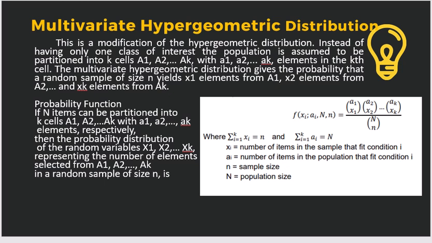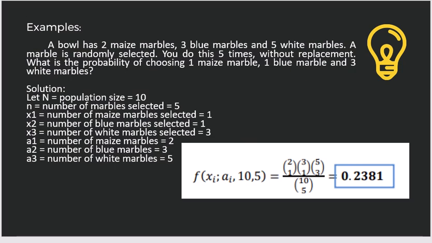So if you're going to have your given formula, lahat naman yan is initial. You have your sample population, and we have the total number of observations of the population. A sub i is the number of items in the sample that fit condition i, and capital A sub i is the number of items in the population that fit condition i. Small n is the sample size, and N na malaki, capital N, will be your population size. So let's have a given example.